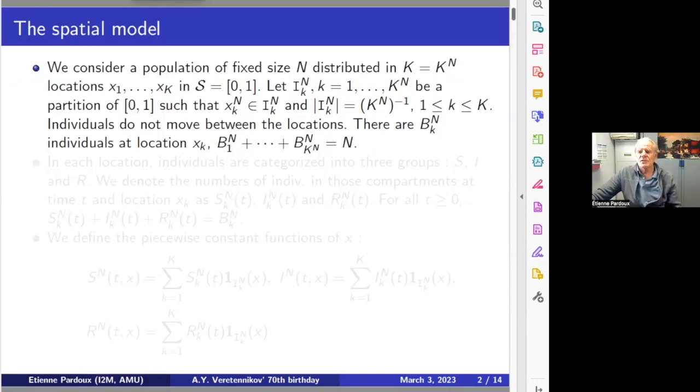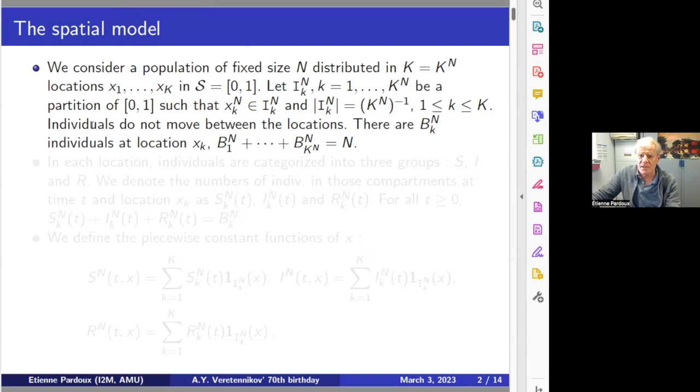So we consider a population of fixed size, capital N, which eventually will go to infinity, distributed in K locations, and the number of locations will also eventually go to infinity. The locations are located, for mathematical convenience, on the interval [0,1]. My interval [0,1] is subdivided into intervals I_n^k, k from 1 to capital K, which is a partition of [0,1], such that each I_n^k contains a point x_k, and the lengths of the intervals are all equal to 1 over K.